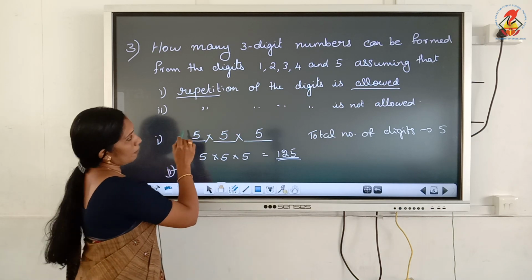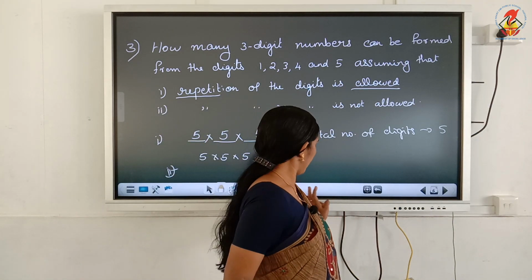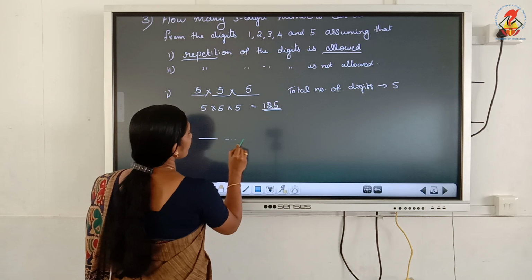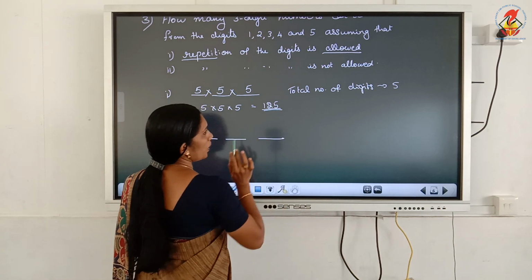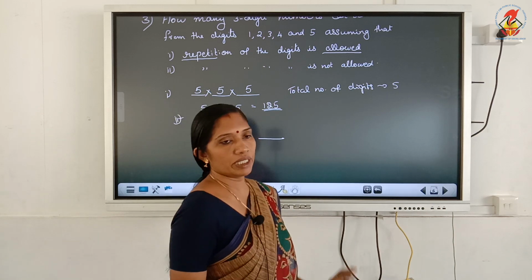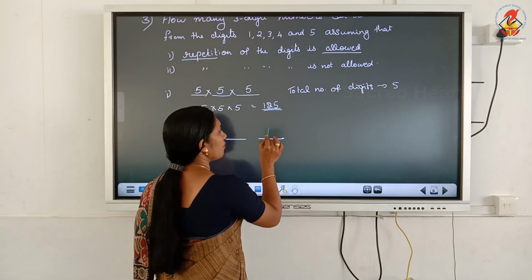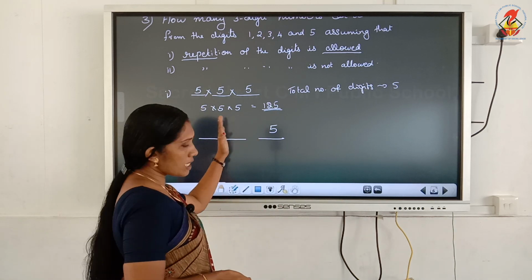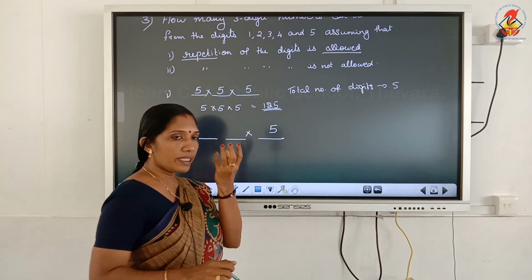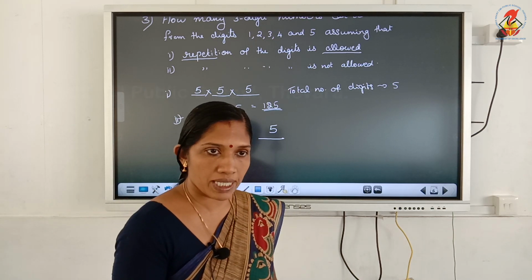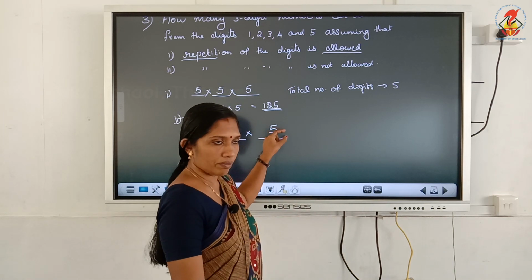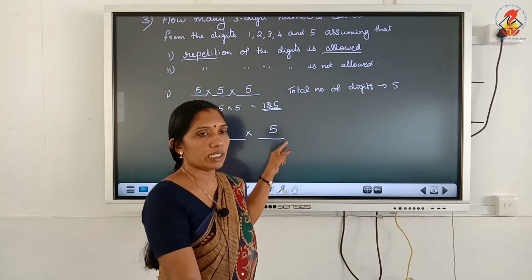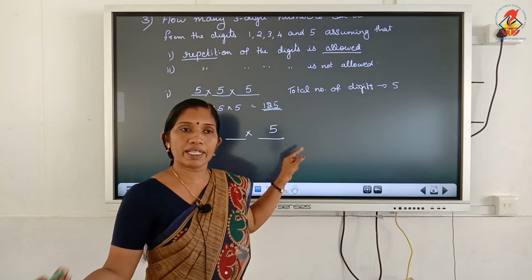The second one, repetition is not allowed. So repetition is not allowed. That means in the unit place we can use any of the 5 digits. So the unit place can be filled in 5 different ways. Okay. Then when we move to the next place, that is the tens place, how many digits in our hand? Only 4 digits, since 1 digit is used here. I can write either 1 or 2 or 3 or 4 or 5 in this one's place. Then only we move to the next place.